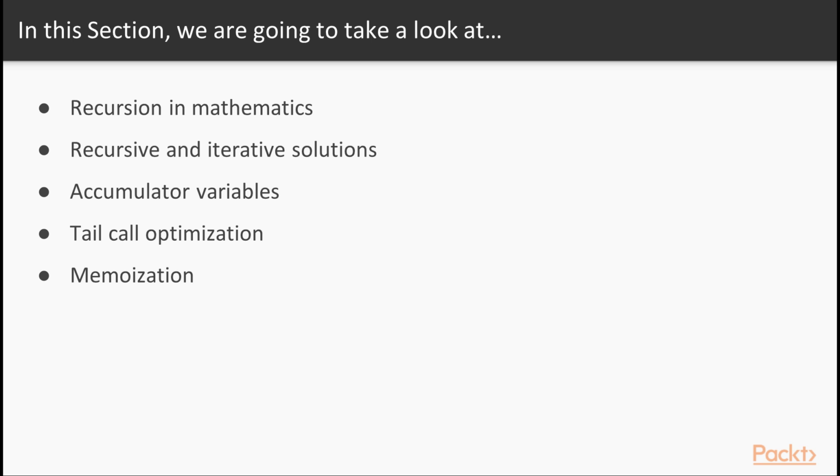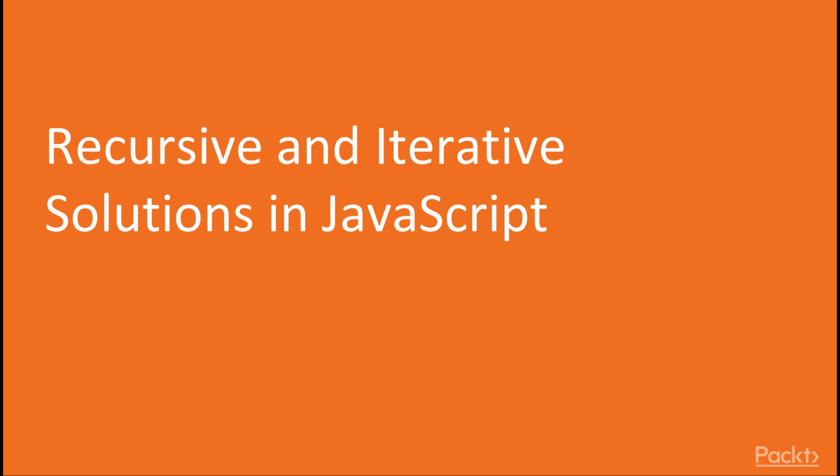We will continue with the introduction of accumulator variables and use them to introduce tail call optimization, an important optimization technique that makes recursion a good alternative for loops. In the final part of this section, we will introduce another optimization technique, memoization. Let's start with the first topic before moving on to learn some optimization techniques.